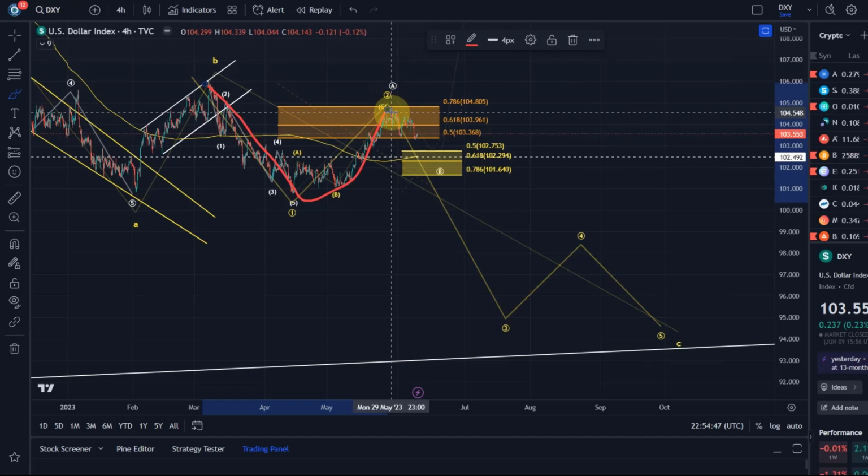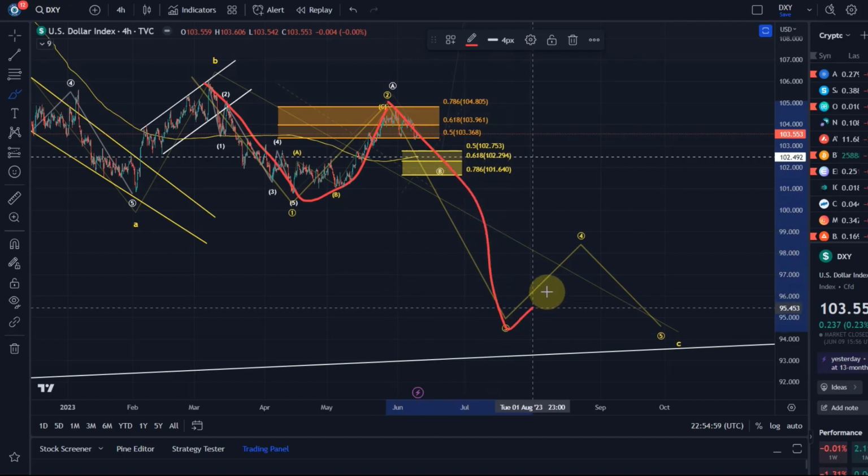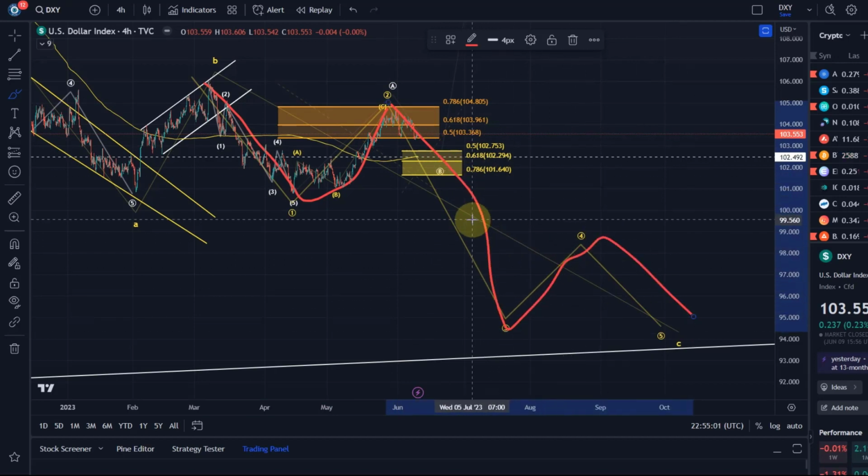The 78.6 retracement. A break above that would make us morph into the alternative count, or the second count. And from here, it should now break down in a third wave and then should get a fourth and a fifth. This is going to be confirmed further if price breaks below support at $101.64.